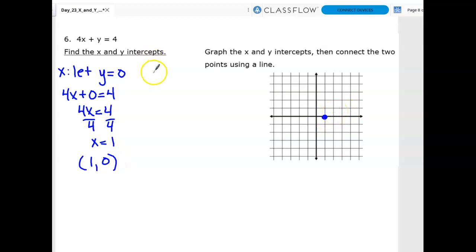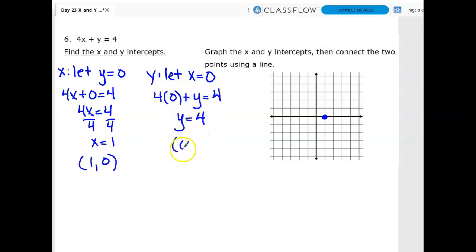And then our y-intercept, we're going to let our x be 0. So we've got 4 times 0 plus y is equal to 4. Y is just going to be equal to 4. So our ordered pair would be 0, 4. 1, 2, 3, 4. There's our point. Okay, again, we can connect the 2 points, and there's our graph. Okay, and again, check this on Desmos. Just type it in as is, and you can compare the graphs.